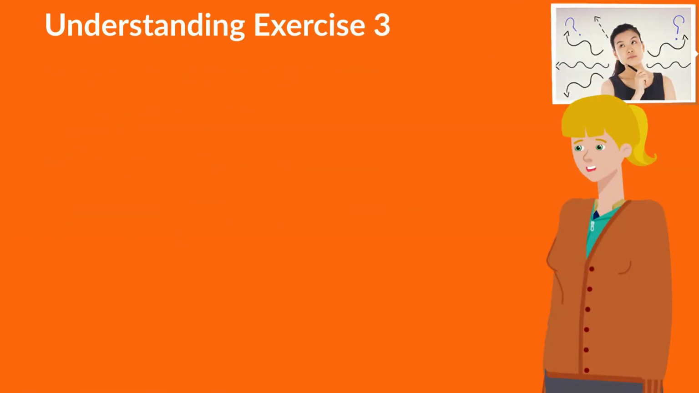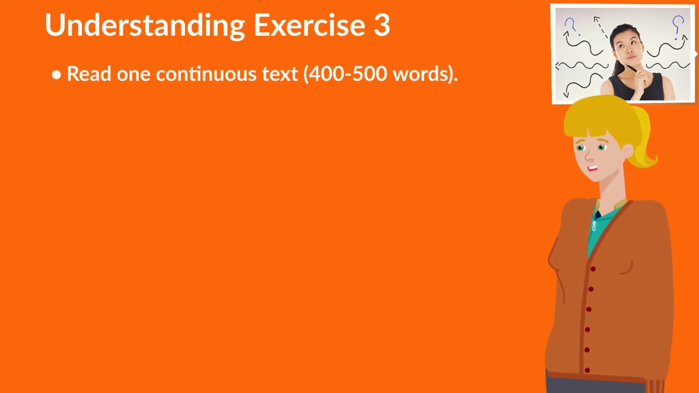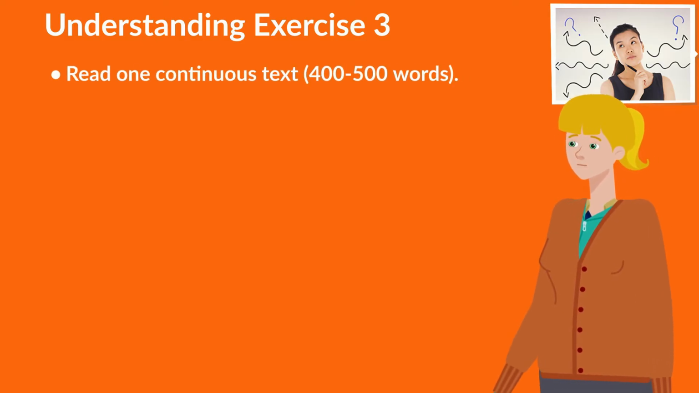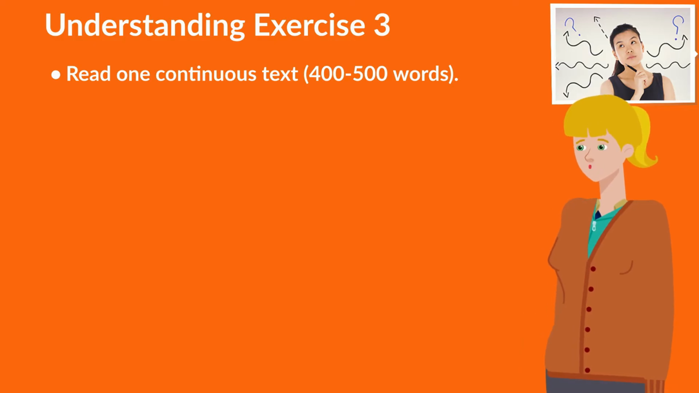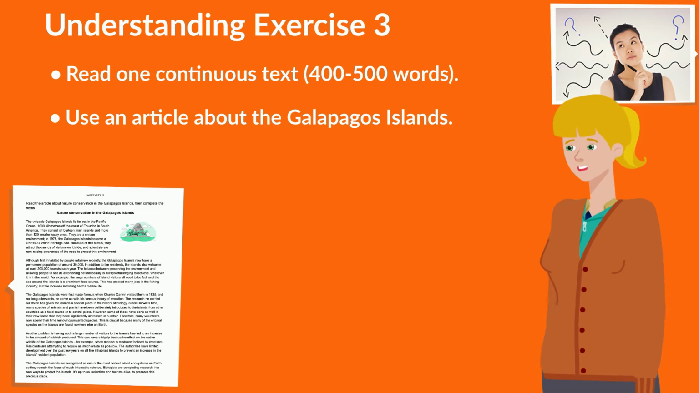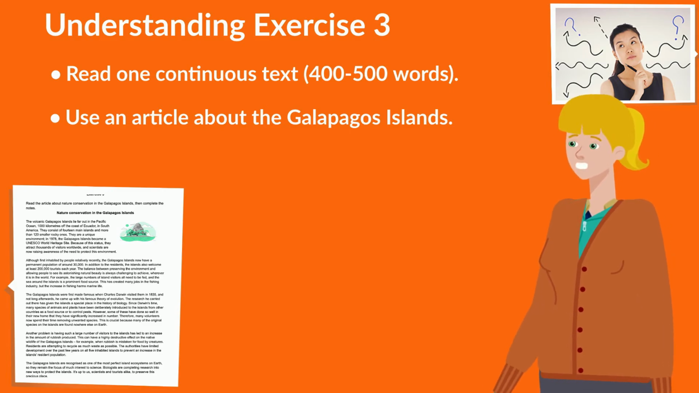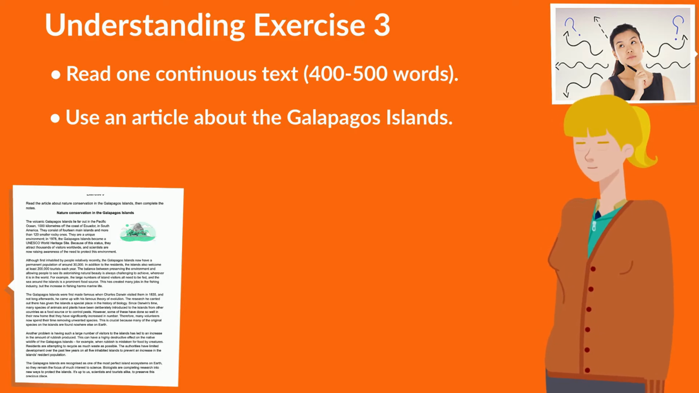The first thing is understanding what we need to do in exercise 3. You must read one continuous text, approximately 400 to 500 words long. In this video, we will use an article about nature conservation in the Galapagos Islands, but the text may be taken from a blog or a website.